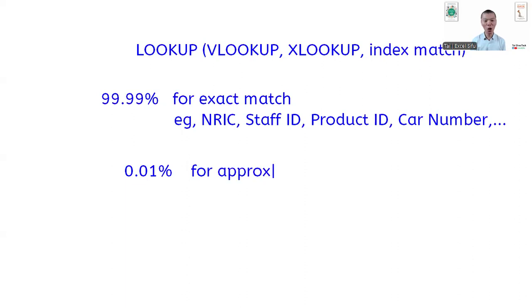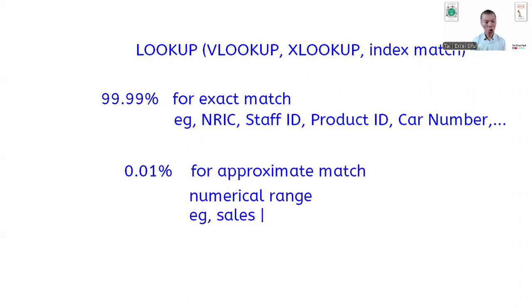This is called approximate match. What does that mean? It means we can use this for a numerical range. Example, maybe the sales commission. And besides sales commission, we can use something similar on dates. Not many people are aware, really. Just curious, are you aware we can do something like this in lookup? Yes or no? Type in the chat. Not many people are aware.